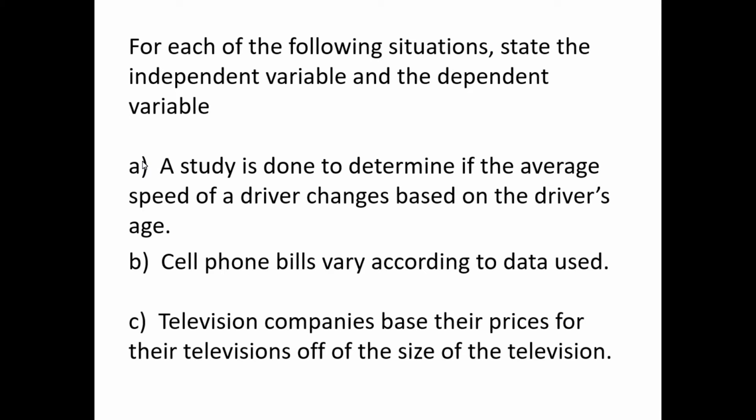For part C, television companies base their prices for their televisions off of the size of the television. We get to choose how big we want the TV to be. They tell us how much it's going to cost. So the independent variable that we're choosing is the size of the television. The resulting dependent variable is the price of the television.